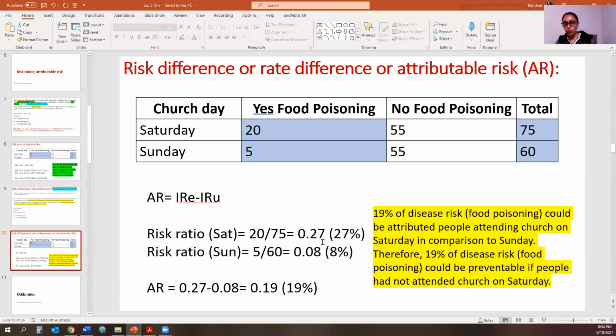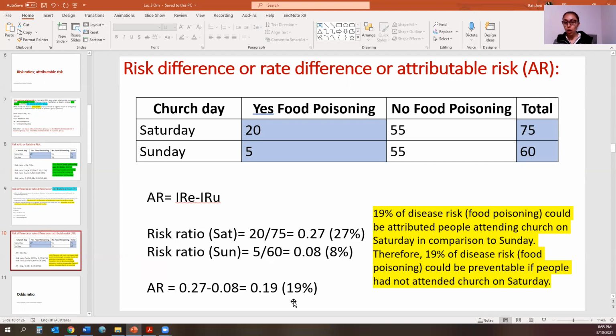Now the simple thing you do is one more step: you subtract them. You subtract Sunday from Saturday, and what do you have? You have 19%. So in essence, in practical life, the only difference is how you report the results if you have calculated attributable risk versus risk ratios.